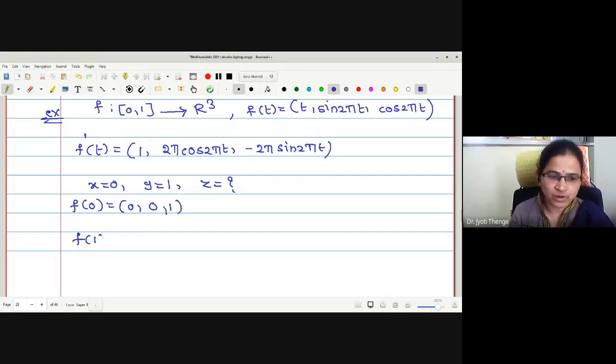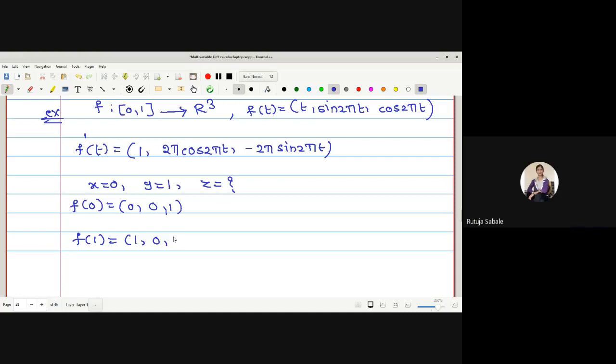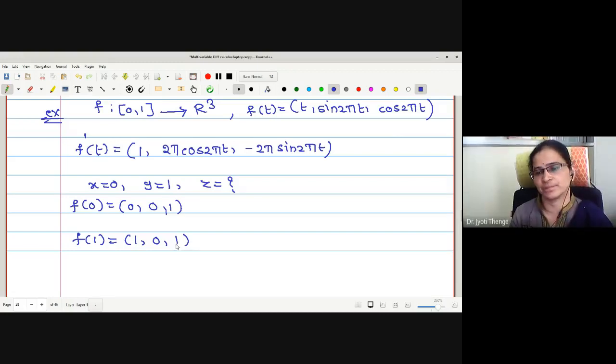What about f of 1? Here t equals 1 I am putting. This is sin 2 pi, and sin 2 pi is 0. What about cos 2 pi? It is 1. Cos 2 pi is minus 1 raised to n, cos n pi.